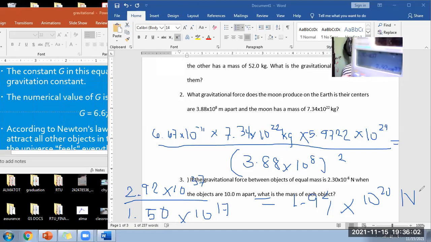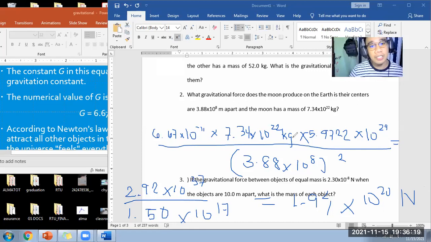Kasi hindi makukuha 2.92 times 10 to the 37. Didivide nyo na yun sa 1.5. Tapos ganun lang ulit. So kaya nakuha yung 1.94 o 1.94667 times 10 to the 20 Newton.